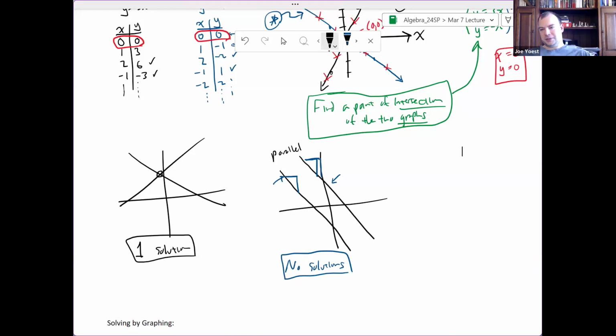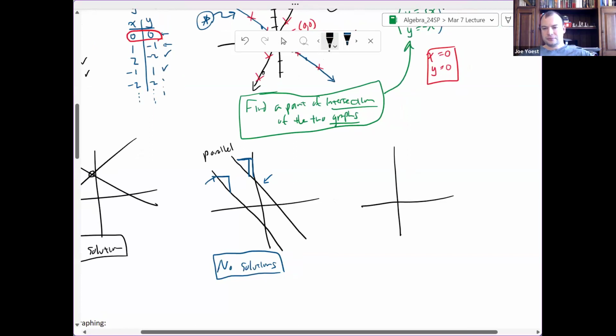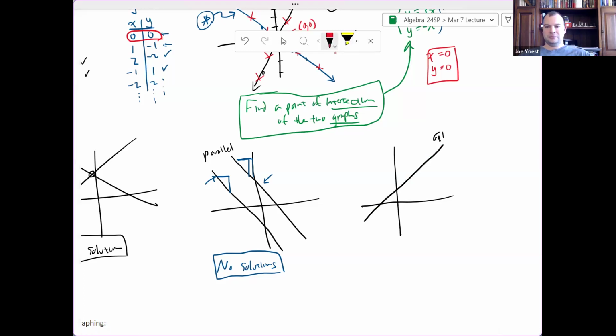And we have one other special case. So here I have equation 1. And then equation 2, when I graph it, it turns out to be the same line. So equation 1 and equation 2, when graphed, turn out to be the same line.